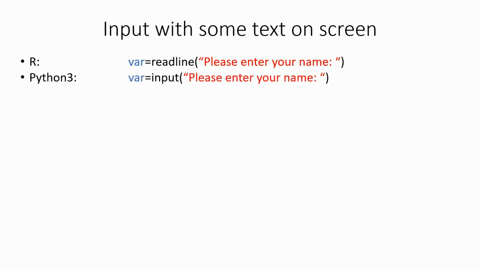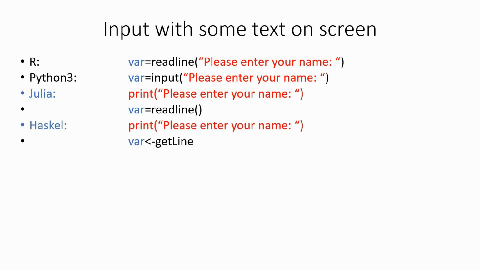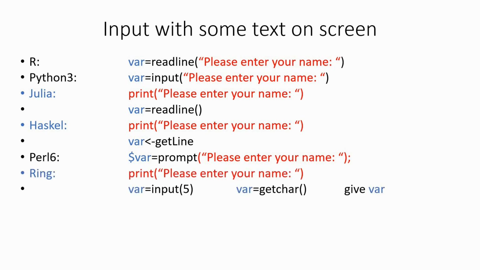In Python 3, the method is the same, except the command is different. In Julia programming, you cannot type the please enter your name inside the read line command. So for that purpose, you will have to first use the print command so that it can print please enter your name on the screen. And then you use var command, and then it will be waiting for your input. Same is the case with Haskell. You cannot type the please enter your name inside the get line command. In Perl 6, you can type that please enter your name inside the prompt command. In ring program, also you will have to use additional print command for printing the please enter your name on the screen before demanding any value from the user.